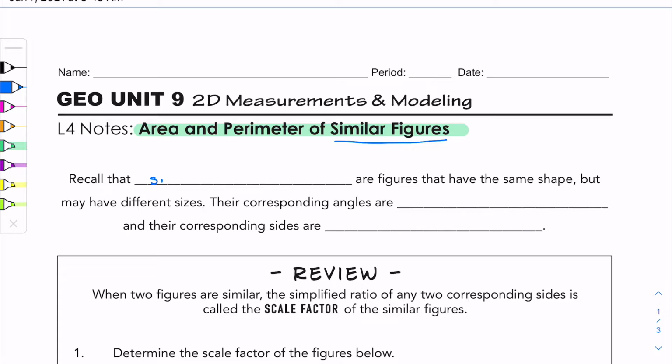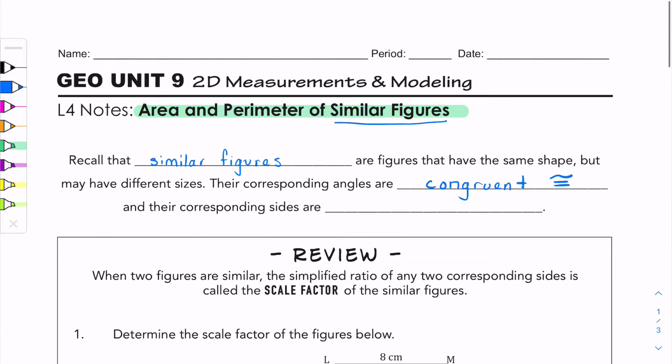So recall that similar figures are figures that have the same shape but may have different sizes. Their corresponding angles are congruent. That means angles are equal, we say congruent, and their corresponding sides are proportional. They are not equal, they're proportional.